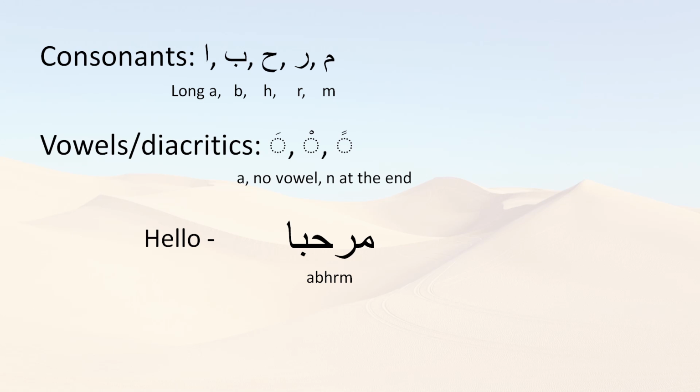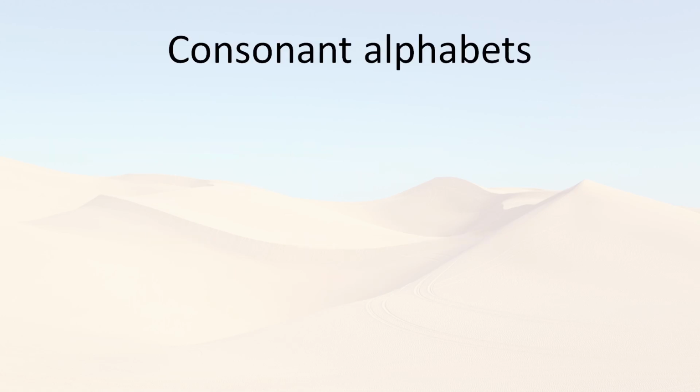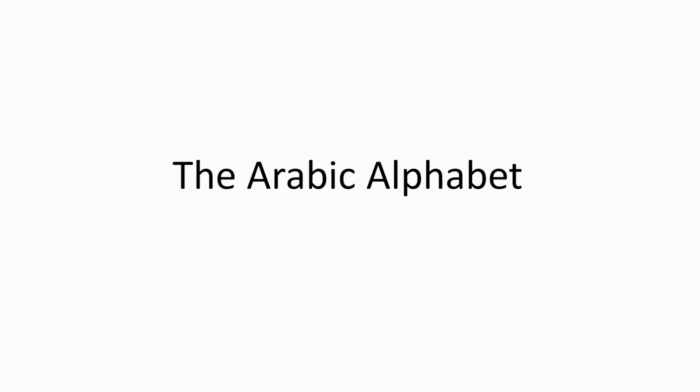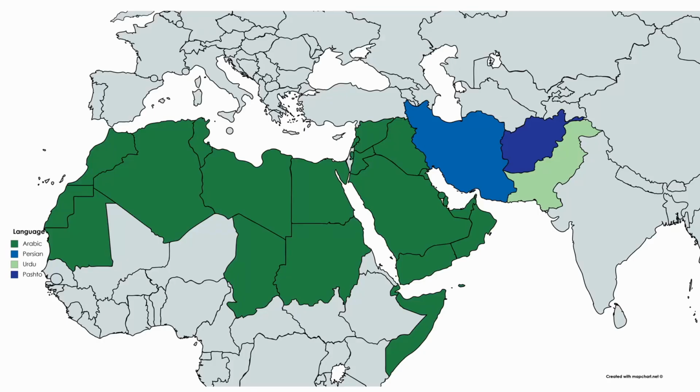This word is normally written like this, just writing MRHBA. When vowels are used, it looks like this, and we get marhaban. The two most common consonant alphabets are Arabic and Hebrew. The Arabic alphabet. It is used mostly across the Middle East and Africa. The languages that use it are Arabic, Persian, Urdu, Pashto, and many more.